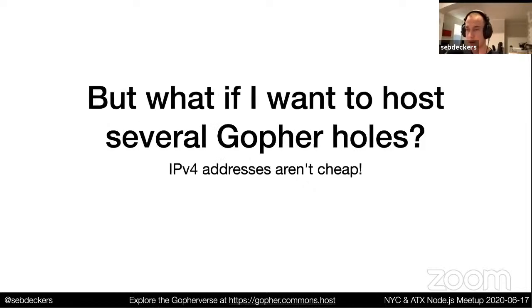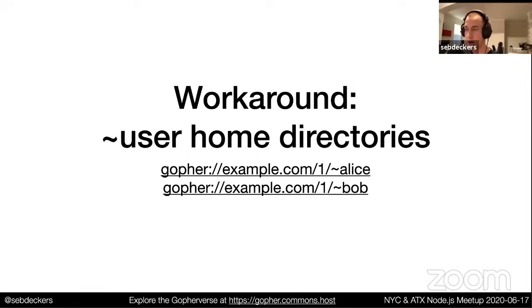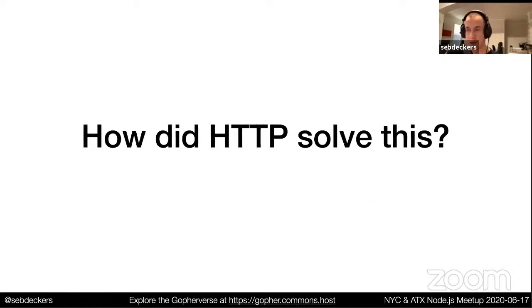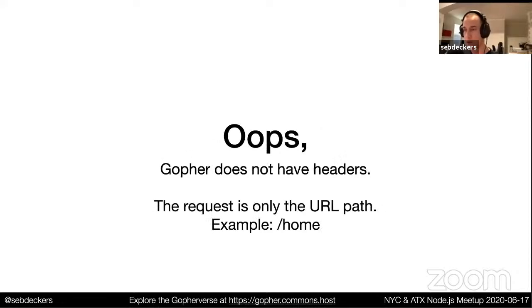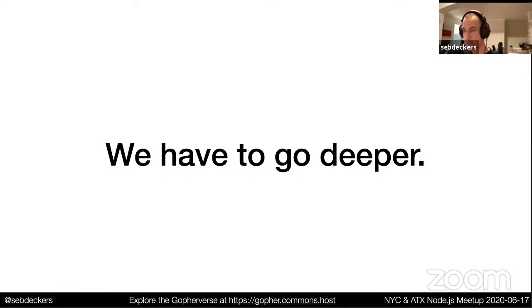So how do we fix that? I have seen some hacks, like people put everything on a single domain and then use subdirectories, but it's not very pretty. HTTP went through the same problem and solved it by introducing a header, but we don't have headers in Gopher, so we can't really do that. There's only the path. There's no hostname in the request.